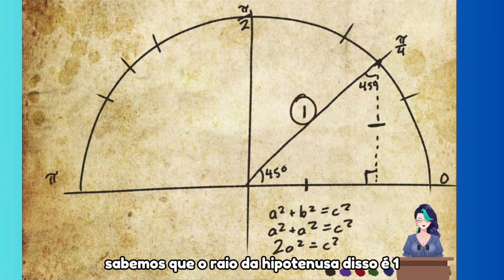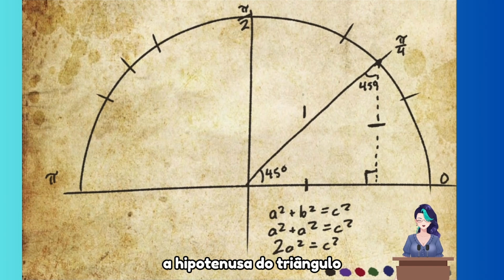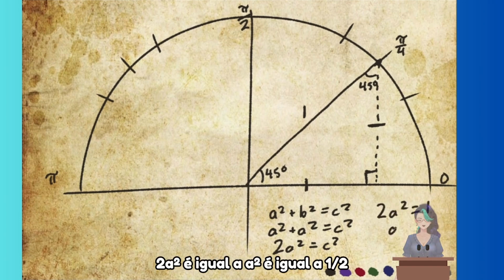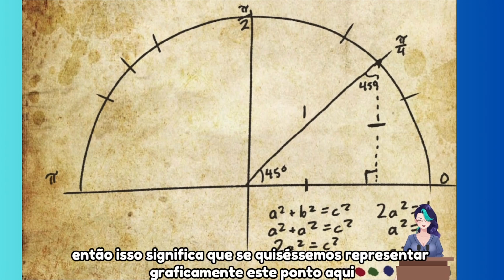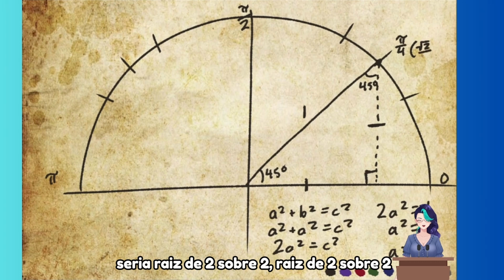Not only that, we know what c is. We know that the radius, the hypotenuse of this, is 1. The radius of the circle is the hypotenuse of the triangle, which is 1. So it's 2a squared equals 1. A squared equals 1/2. A equals the square root of 2 over 2. And we get to this point here. So that means if we wanted to graph out this point here, it would be root 2 over 2, root 2 over 2.